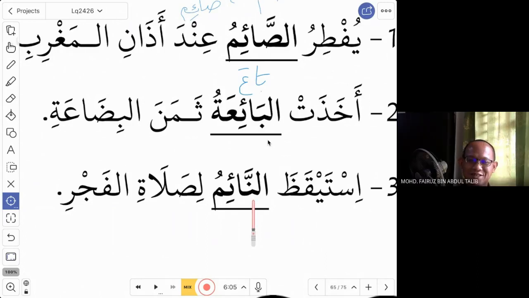Sleeper. This is the person who sleeps. Okay, the one who sleeps. So Naim, that person who sleeps, has already woken up. He woke up for Fajr prayer. So that is the meaning of the word Naim, the person who sleeps.